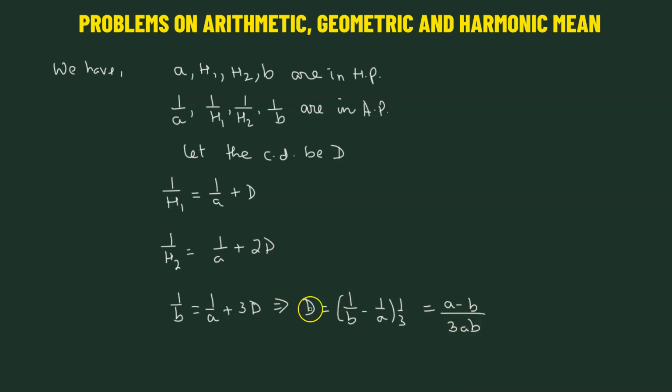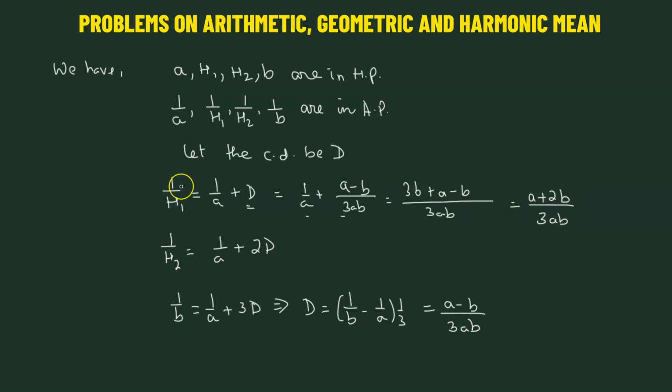So that's the value of the common difference d, which we will substitute in place of 1 over H1 equals 1 over A plus d. So this will be 1 over A added to A minus B divided by 3AB. So this is going to give us a value. So we have the common denominator, that's 3AB. So here in the first term we have 3B, added to it will be A minus B. So that gives us A plus 2B divided by 3AB. So that's the value of 1 over H1.